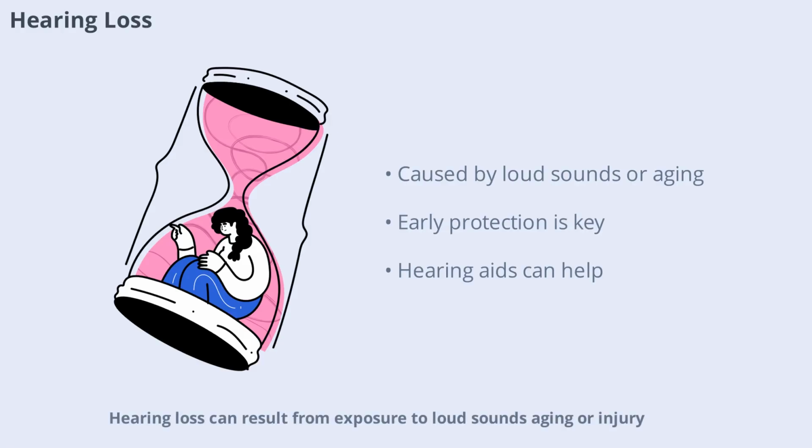Hearing loss can result from exposure to loud sounds, aging, or injury. It can make it difficult to communicate and enjoy music or conversation. Early detection and protection are key to preventing hearing loss. Hearing aids and other devices can help people with hearing loss enjoy sound again.